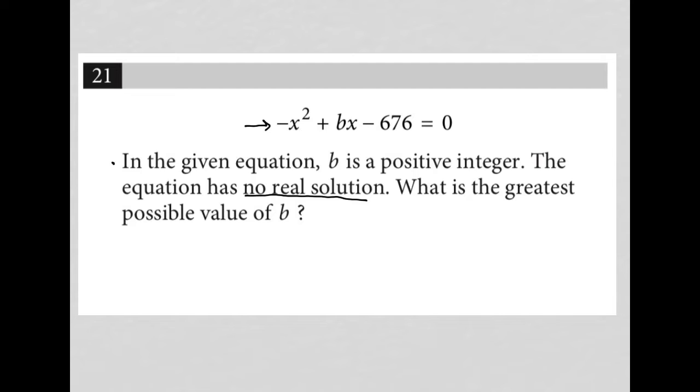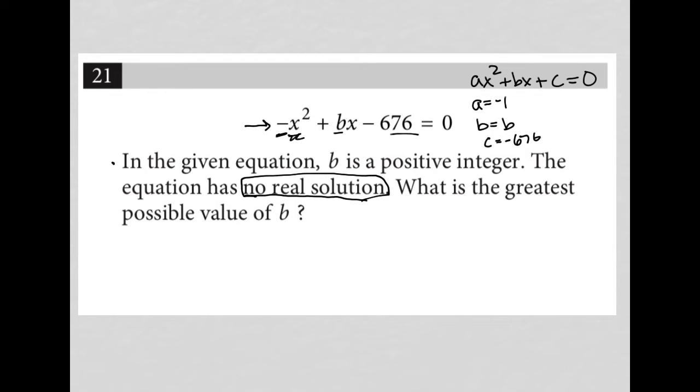All right, so here's the hint. No real solution. Well, if it doesn't have a real solution, it means it has an imaginary solution. But how do we even determine what types of solutions quadratic equations have? Because this is a quadratic equation that we're dealing with, where a is equal to -1, b is b, and c is equal to negative 676. I'm just putting these in their places.